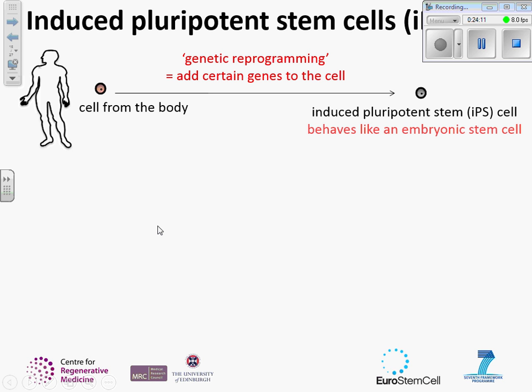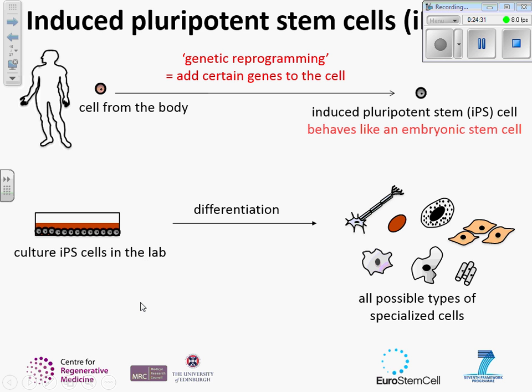Now, it says there, genetic reprogramming, that's the important bit. It's not actually adding certain genes to the cell. You can't do that. That would be genetic modification, wouldn't it? But what you can do is switch on genes that have been switched off. And there's a lot of points at which we can control gene expression. So theoretically, we can make these cells in the lab, and then if we treat them in a particular way, we can make whatever sorts of cells we want.